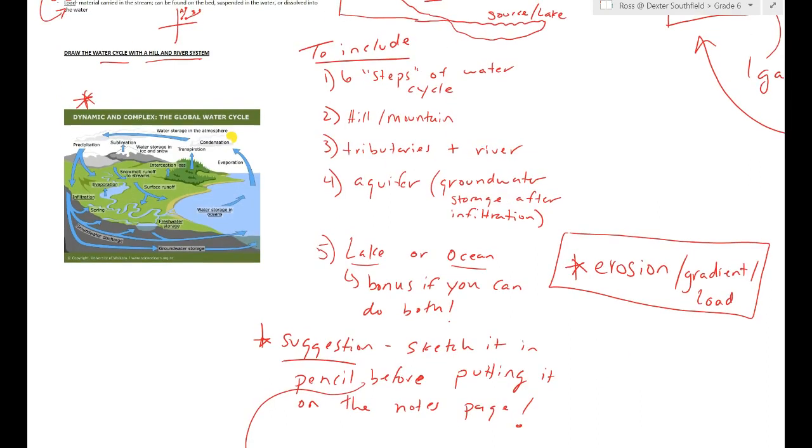So remember, these are the 5 things that we would like to include. The steps of the water cycle, a hill or mountain, maybe a couple of them, tributaries that lead into a river, some kind of aquifer, meaning groundwater storage that is underground, as well as a lake and or ocean.